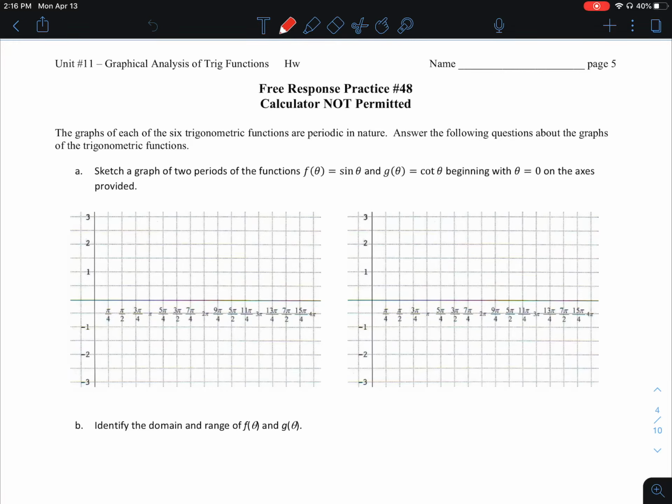PreAP PreCalculus, looking at free response, practice number 48. You cannot use a calculator for this. The graph of each of the 6 trig functions are periodic in nature. Answer the following questions about the graphs of the trig functions.